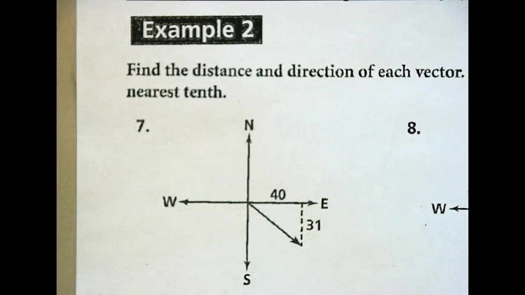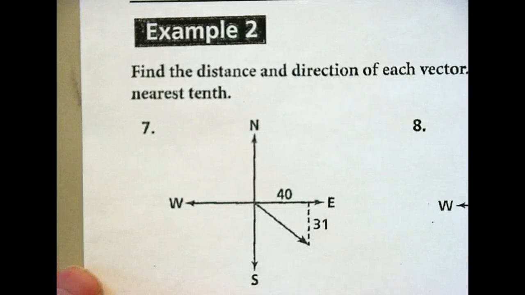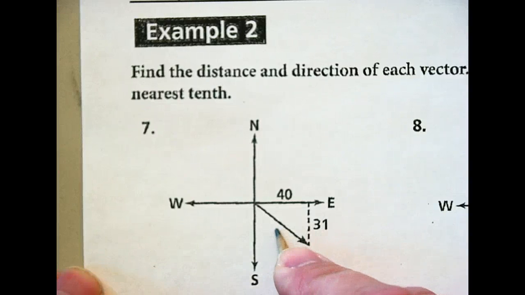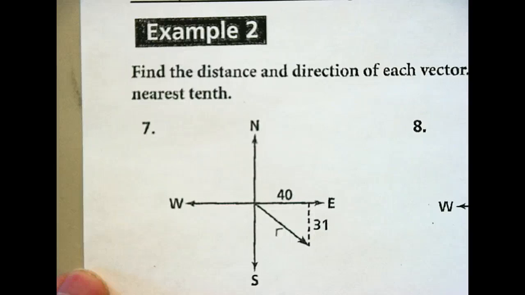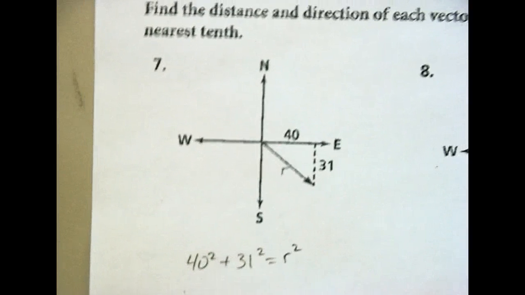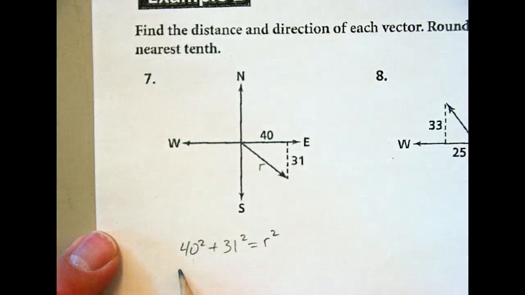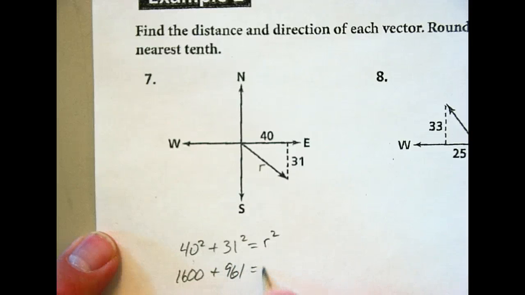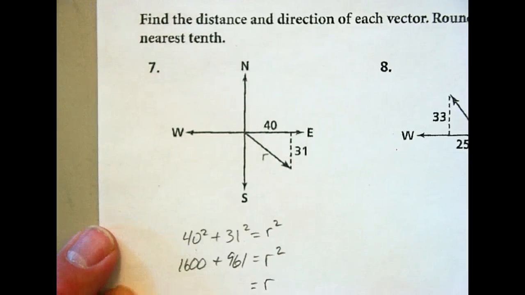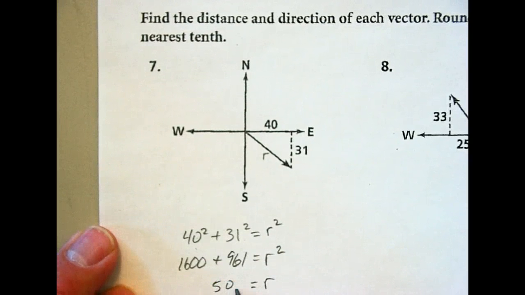Number 7. What do we do? Go ahead, Hannah. Pythagorean Theorem, where you go 40 squared plus 31 squared, and square root that, and you get about 55.6. Good, so we can use the Pythagorean Theorem. So a squared plus b squared equals r squared in this case. And then it's southeast. Good, so we get 40 squared is 1600. What's 31 squared? 961. Okay, so r is 50.6. Okay.